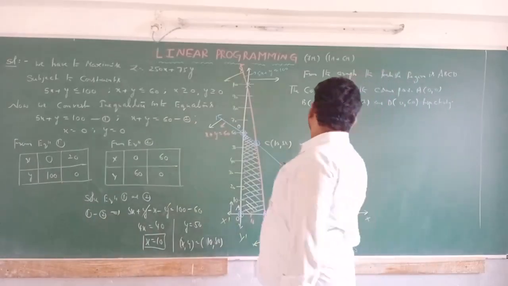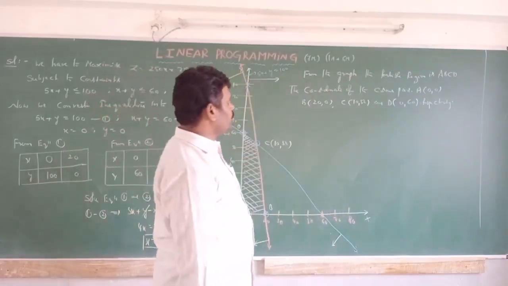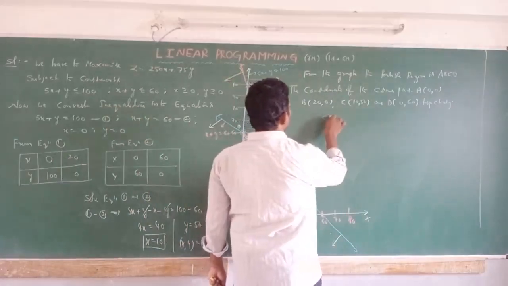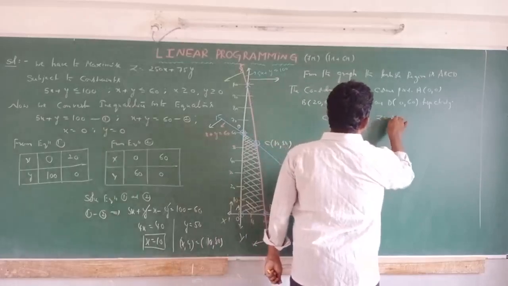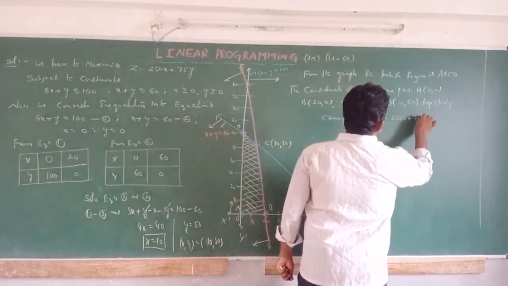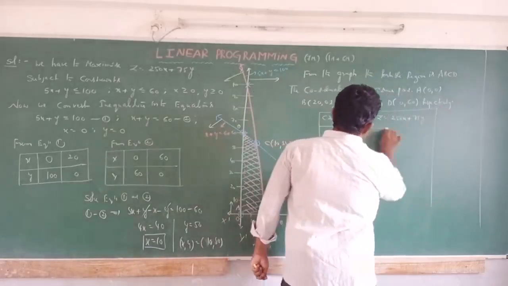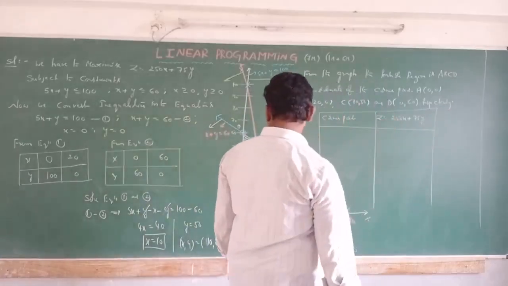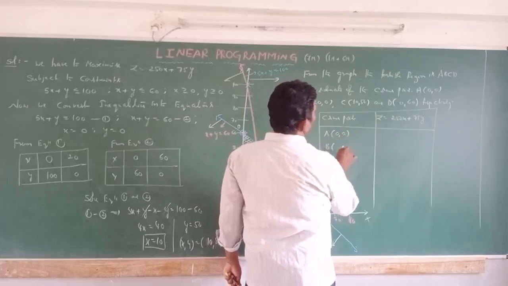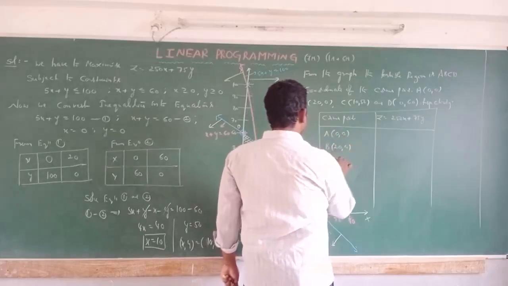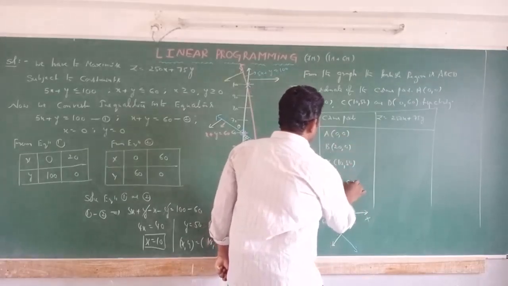So these are the coordinates of the corner points of the feasible region. Now when we find the corner points, we draw a table with the corner points and z equal to 250x plus 75y, to find the maximum profit. The corner points are A (0, 0), B (20, 0), C (10, 50), and D (0, 60).